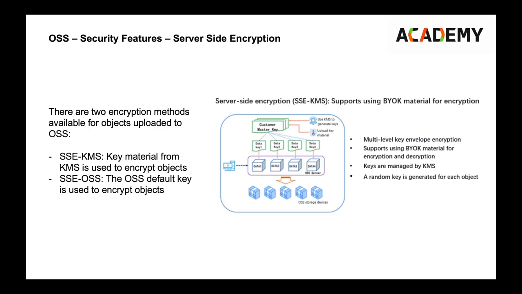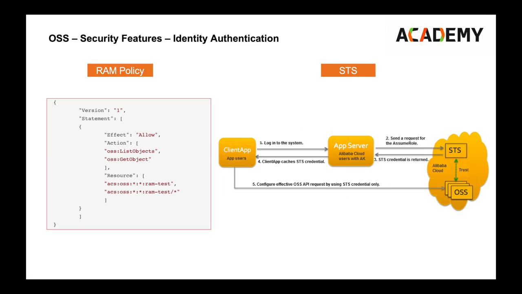There's SSE KMS, in which key material from our key management service is used to encrypt objects. Then there's SSE OSS, which is where you use the default AES 256 key that's built into the OSS service. This is the easiest of the two to use, but KMS offers more customization and more security since you can use your own encryption key material. So for identity and authentication, there's two mechanisms. There's RAM policy and STS. So RAM policy defines which operations a user is allowed to carry out in the OSS service and which buckets and objects those operations are allowed to be carried out on.